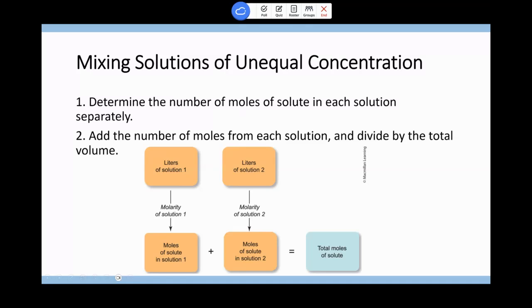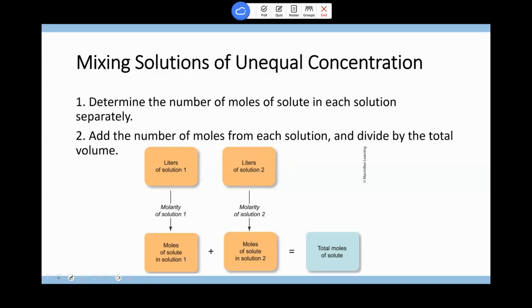To find the moles of a solute in a solution, we need to know the volume of that solution that's getting added. We multiply by molarity, and we can get the moles of the solute. We do that for both solutions and add them together. That gives us total moles of solute. We add volumes together, and that gives us total liters of solution.